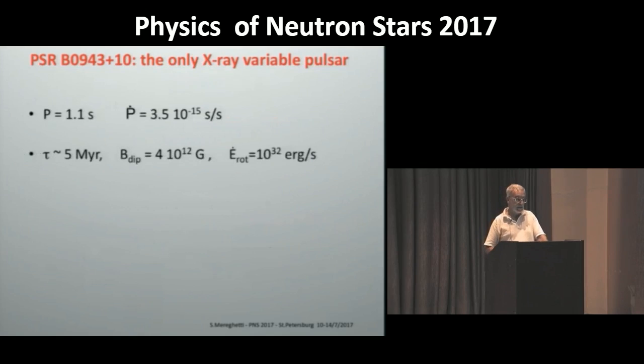So this is an ordinary pulsar. It has timing parameters that place it in the bulk of the normal pulsars. It is not a strange beast in some strange place of the P-Pdot diagram. It has a typical dipolar field of a few 10 to the 12 Gauss, and a characteristic age of 5 million years.